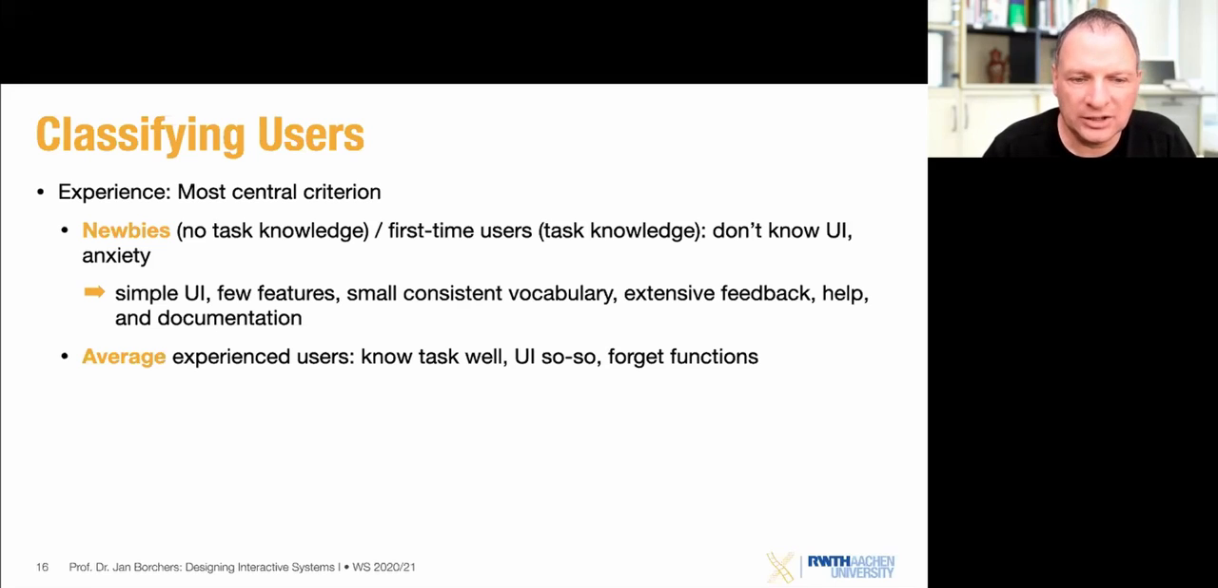So a newbie who has no task knowledge, or is a first-time user who has some task knowledge, doesn't usually know the UI of your system, and therefore has a lot of anxiety using a system, because they don't know what it does. So the UI needs to be very simple, has fewer features, has a small vocabulary, doesn't use too many different concepts in the UI, gives you extensive feedback on everything you're doing, gives you ways to step back if there might be a mistake, provides you lots of help and documentation. All this means that it's not the fastest system to use.